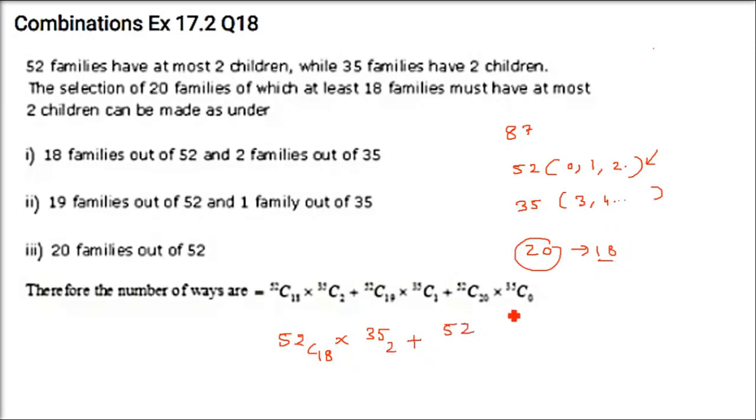Now if you take 19 from there, 19 from this at most 2 families, then you have to take, see, 18 plus 2 should be 20 and 19 plus 1 should be 20. Then we are taking all the 20 families from 52. Then how much is remaining with 35? Nothing. So this 35 is 0. So this is the answer.